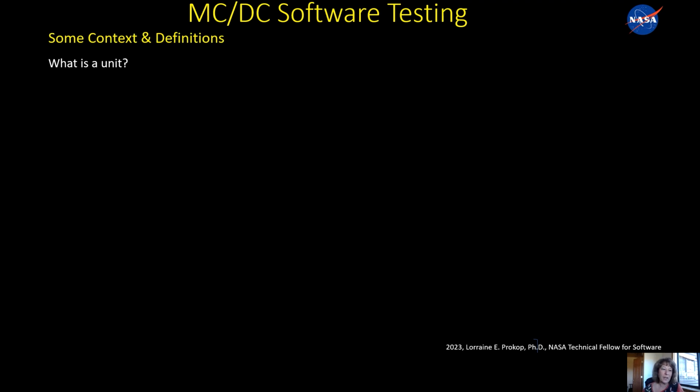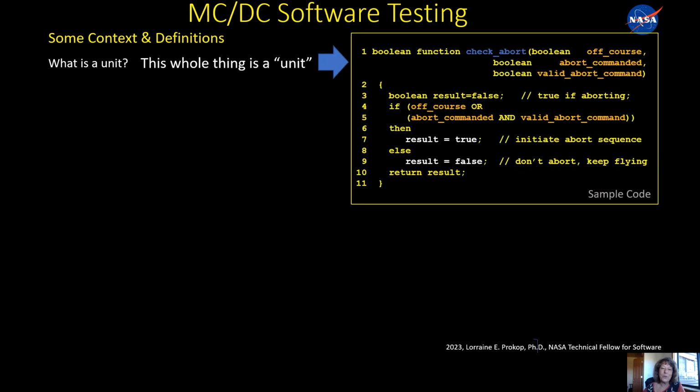So, MCDC software testing. Some context and definitions. What is a unit? Here's the code we're going to go through. So this whole thing is a unit. It's a function or a method, and it's a snippet of code that stands on its own. This particular function, let's go through what it does. I'm calling it check abort.